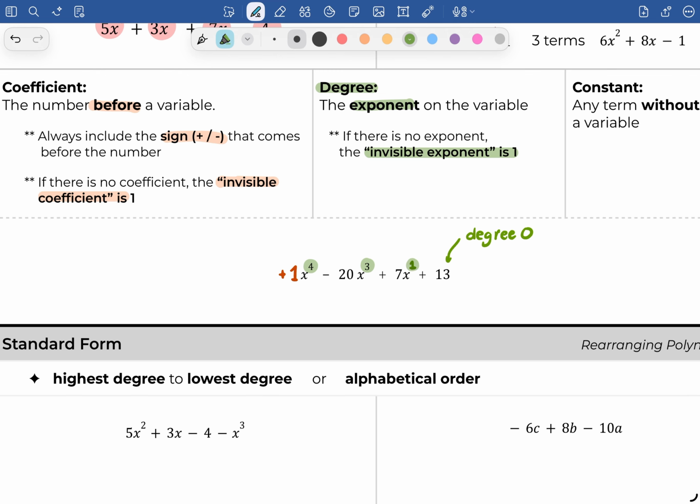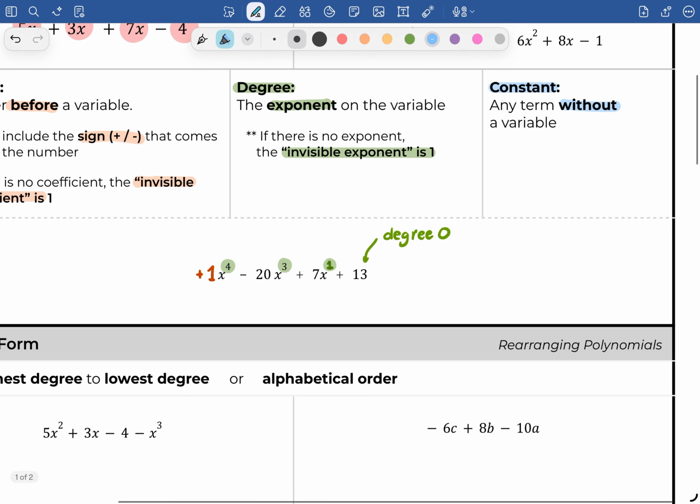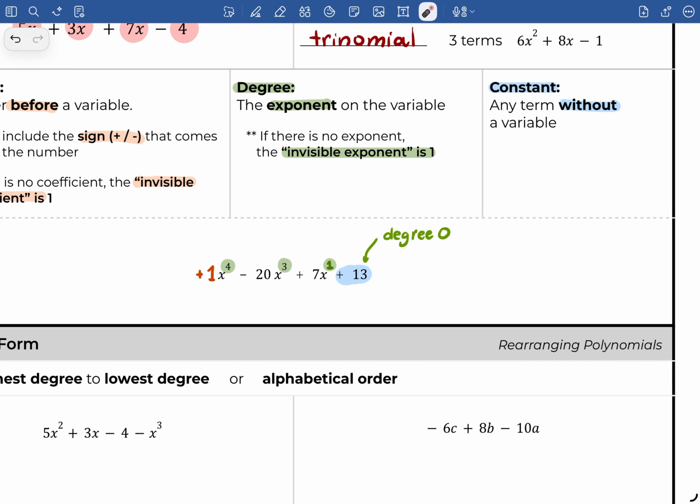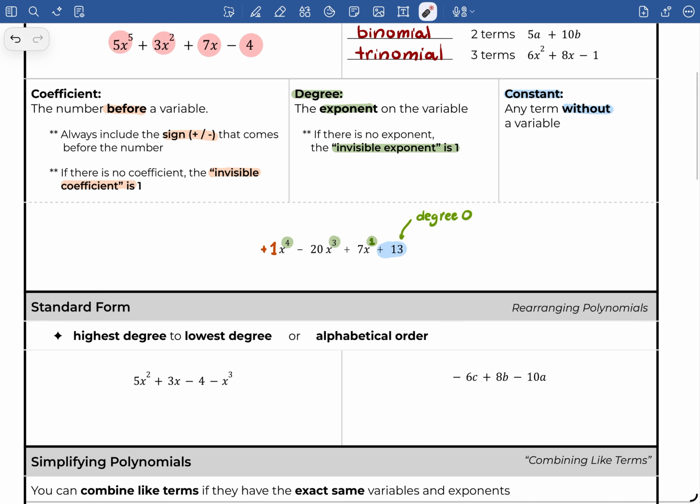And then lastly, we get to the constant. A constant is any term without a variable. In this case, our constant is plus 13. Again, for any of our numbers, either the constant or the coefficient, we always include the sign that comes before it. So in this case, it's a positive 13. If this were a minus sign right here, our constant would be negative 13. Any questions? Okay, starting out strong with vocab.